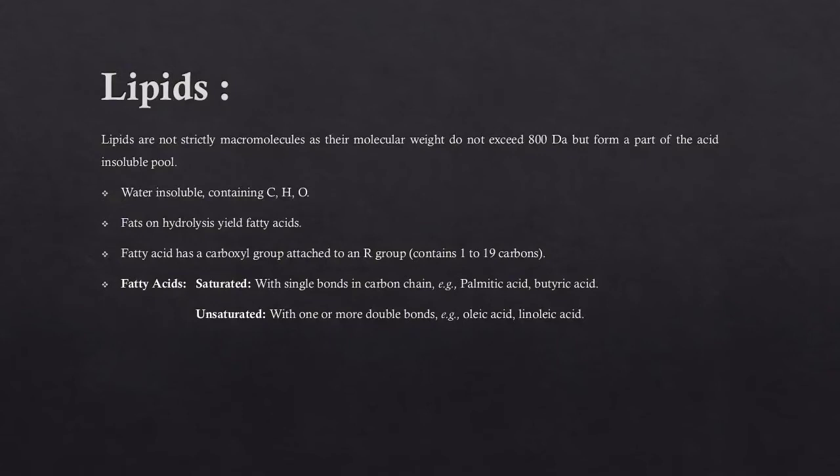Now, fatty acids have a carboxyl group attached to an R group containing 1 to 19 carbons. These fatty acids can be saturated or unsaturated. Saturated are with single bonds in the carbon chain, and unsaturated are with one or more double bonds. For example, for saturated you can give butyric acid, and for unsaturated an example is oleic acid.